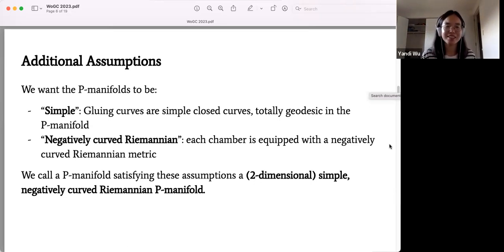And then the other natural condition is that you have all these results for marked length spectrum rigidity for negatively curved surfaces, so maybe you want some negative curvature on these p-manifolds. That's the second condition, which is that each chamber has to come equipped with a negatively curved Riemannian metric. The reason, again, is that negative curvature is nice to work with when you're doing marked length spectrum rigidity. Those are two additional assumptions, and we call a p-manifold satisfying those assumptions a two-dimensional simple negatively curved Riemannian p-manifold. That's a mouthful, but that's what I'm studying.